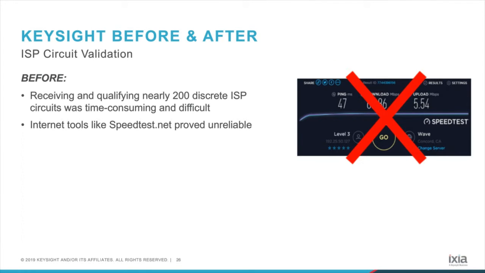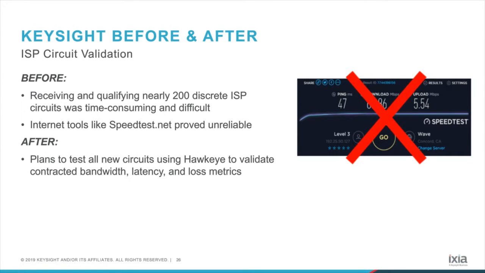With all the global locations that were in scope for the migration project, we had to qualify well over 100 new ISP circuits for contracted bandwidth, latency, and loss. We tried using publicly available tools like speedtest.net, but found the results to be pretty inconsistent. Our future plan is to leverage Hawkeye's virtual probe capability to stand up probes at new sites and then collect metrics against existing probes in our environment, or to regional virtual probes in AWS. This is a work in progress for us in Keysight IT.